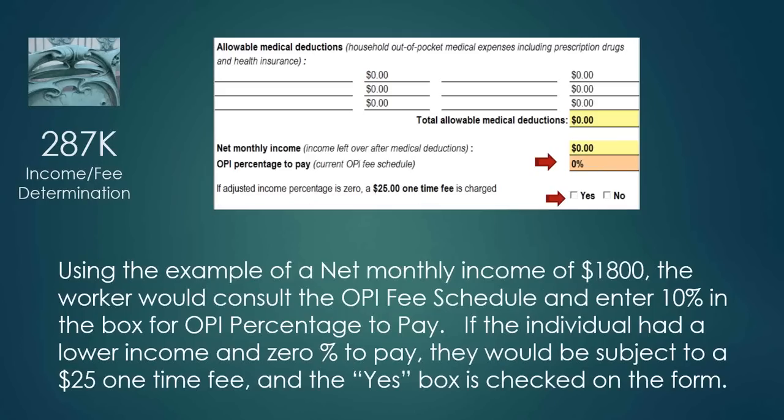Okay, I want to go to the bottom of that income fee determination. And we can see here that if their OPI percentage to pay was 0, then it says if adjusted income percentage is 0, a $25 one-time fee is charged. And there's a box to say yes or no. So that might be a place where if a person is paying the one-time fee for the first time, you will mark the box yes.